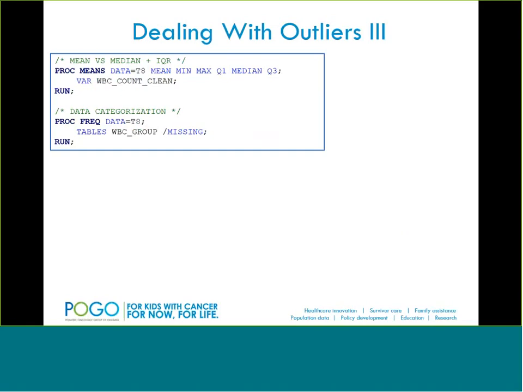So now once I've cleaned my data or my continuous variable, I want to see how the distribution looks now. So I run a proc means and I tell it, I want you to give me the mean, the min, and the max, and I want you to give me the median and interquartile range. And I want to compare them to see if anything has changed. And I'm going to use the new variable I just created, the white blood cell count clean variable. And this variable here is still a continuous variable, so we can run the proc means on it.